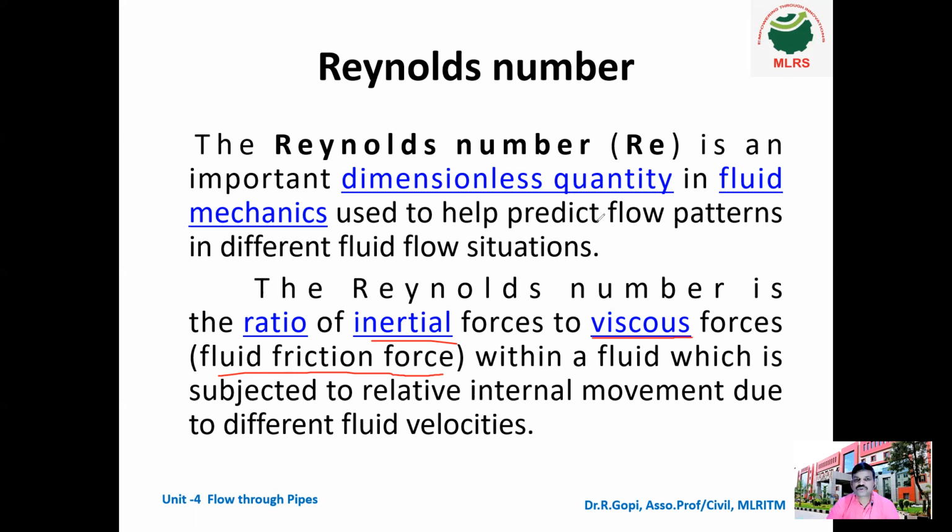And what is viscous force? It is the fluid frictional force. Every fluid has some friction due to the wall of the pipe, and every fluid has some viscosity. Due to this, viscous forces occur. So the Reynolds number is nothing but the ratio of inertial force to viscous force within a fluid which is subjected to relative internal movement due to different fluid velocities.